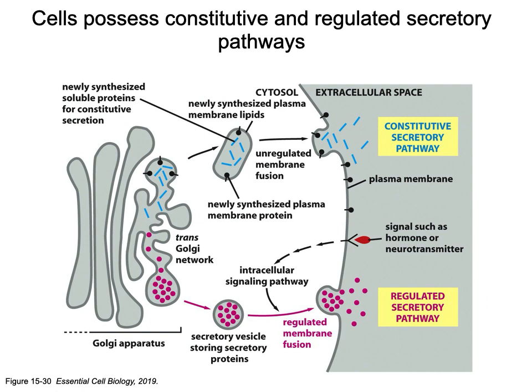They have the constitutive secretory pathway and the regulated secretory pathway. With the constitutive pathway, this is unregulated, and this is where just membranes are going to blub off with synthesized proteins, and then they're going to fuse with the membrane. In the regulated pathway, there is going to be signaling that feeds back to tell the vesicle to then fuse.